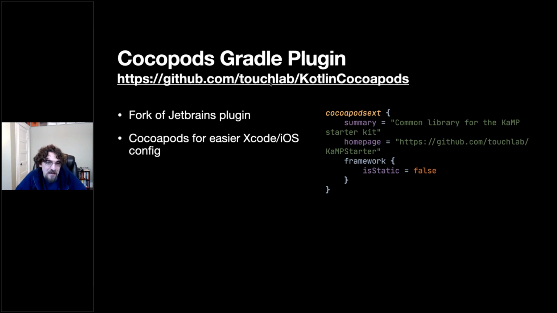CocoaPods helps handle all that more seamlessly under the hood. Unfortunately, with the JetBrains plugin, you can't really configure the framework that it generates. One of the things we wanted as we were building up CampKit was the ability to debug things in Xcode, and to do that, you need a dynamic framework instead of a static framework, which the default CocoaPods plugin didn't allow for.